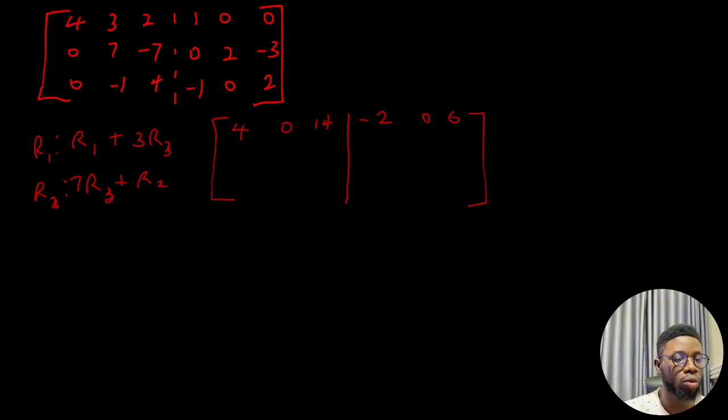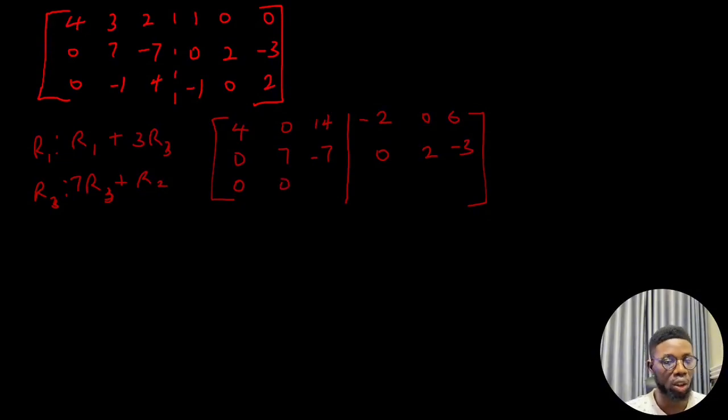And since row 2 is not going through anything, so we just repeat all the elements there. So we have 0, 7, -7. We have 0, 2, and we have -3. So now to row 3. The row 3 one is going to be easy. Know that this place will still remain 0 based on what we have established. 7 times 0 is 0. 0 plus 0 is still 0. Now 7 times -1, that's -7. Then -7 plus 7, that's 0.